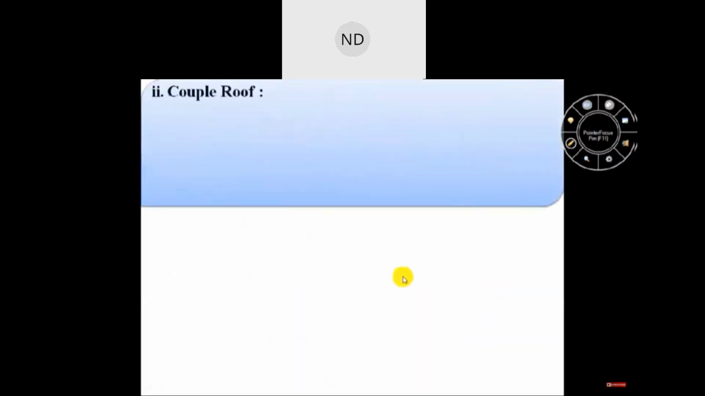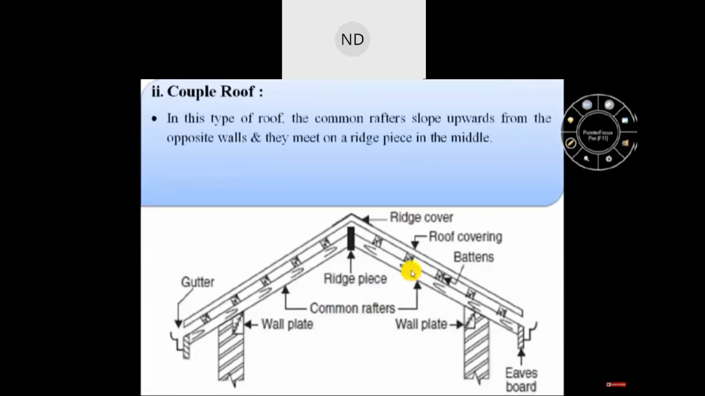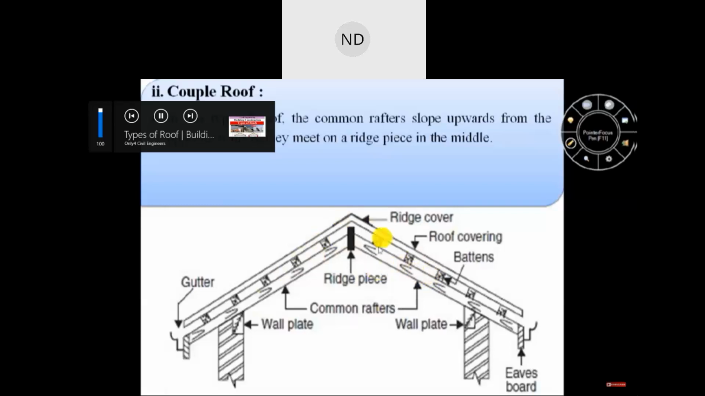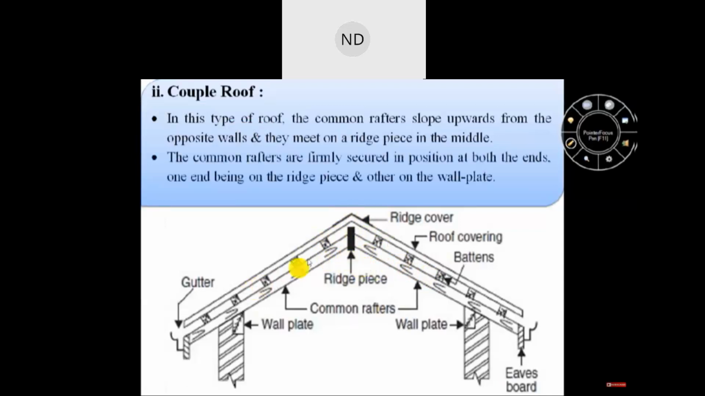Now, the second form of single roof is couple roof. So, in the couple roof, here we can see common rafters are provided. These common rafters slope upward from the opposite walls and they meet on a ridge piece in the middle as shown in this image. These common rafters are firmly secured in position at both ends, one end being on the ridge piece and the other on the wall plate as shown in this image. This couple roof is suitable for spans up to about 3.60 meters.